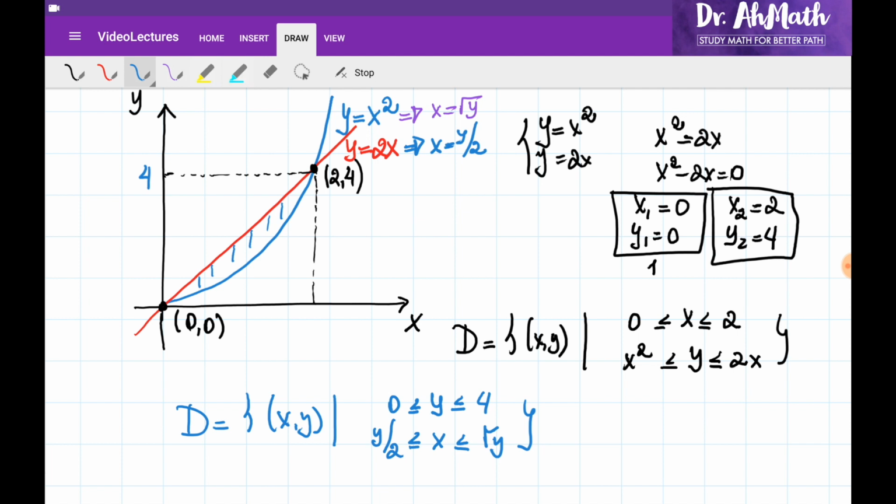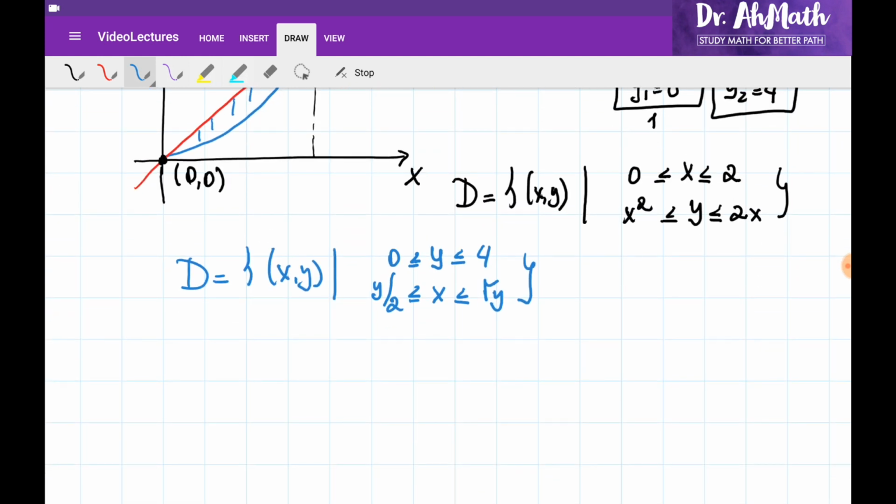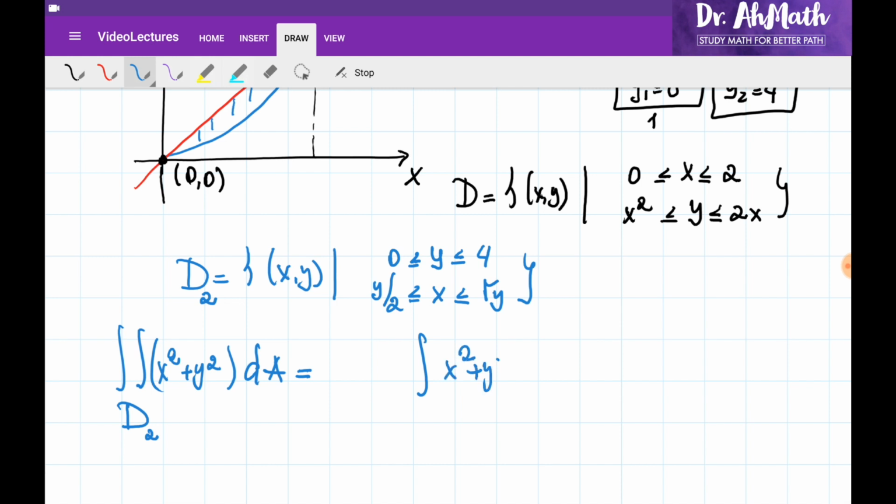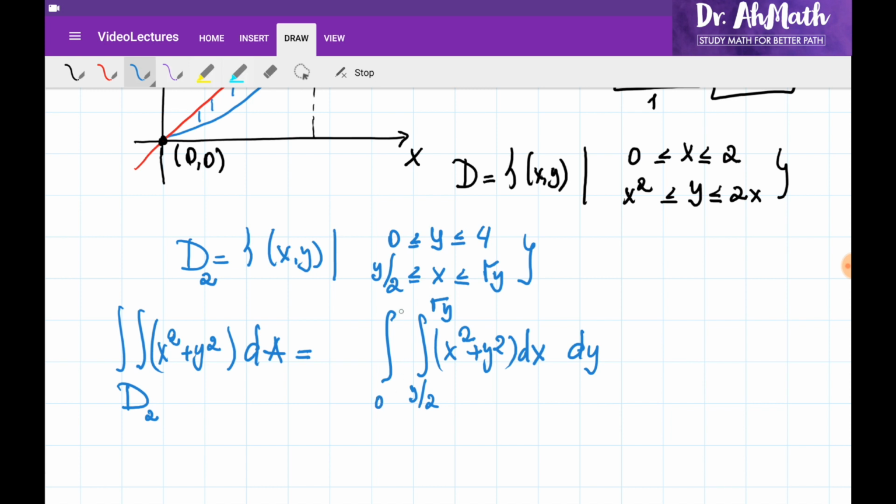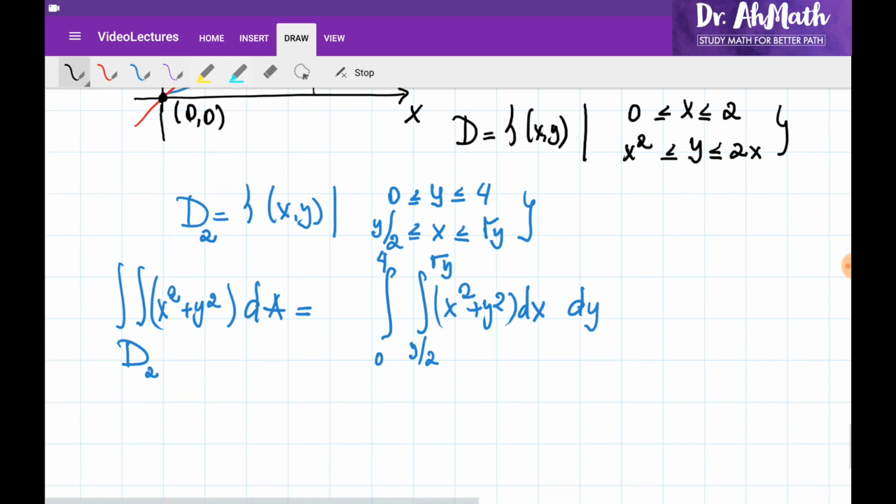So now let's try to do one of them. We can try to do type 2. So we need to integrate x squared plus y squared as a double integration over D, with respect to dx dy. So first of all, we need to integrate this function with respect to x, where the borders are going to be y over 2 and square root of y, and y would change between 0 and 4. So let's integrate this.